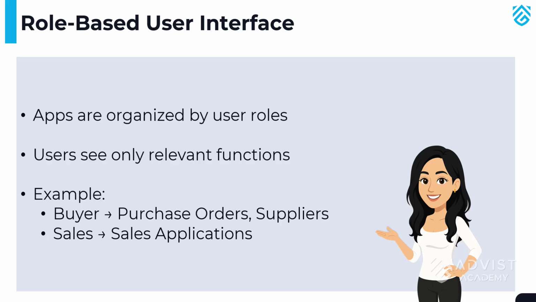In the classic SAP graphical user interface, users often access functions via transaction codes. In Fiori, however, applications are organized by role and task. This ensures that each user group sees exactly the apps relevant to their daily work. For example, a buyer sees applications for purchase orders or suppliers, while sales focuses on different functions.